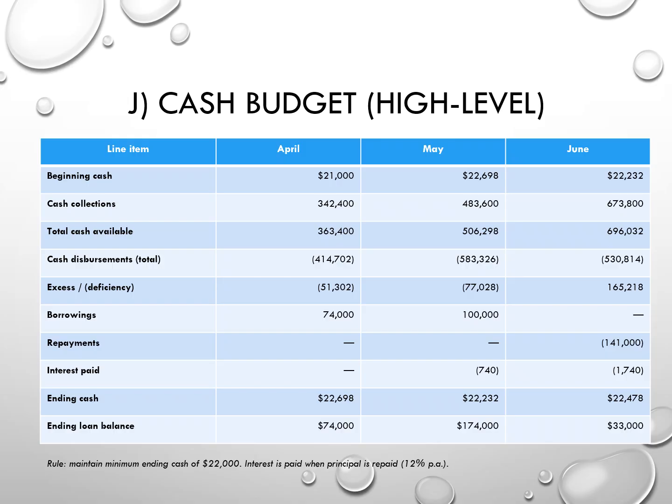The cash budget brings everything together. Handtoys requires a minimum ending cash balance of $20,000. When cash falls below this level, the company borrows at 12% annual interest in increments of $1,000. Even though the company is profitable, it still needs to borrow due to timing differences. Ending loan balance at June 30th is $33,000.